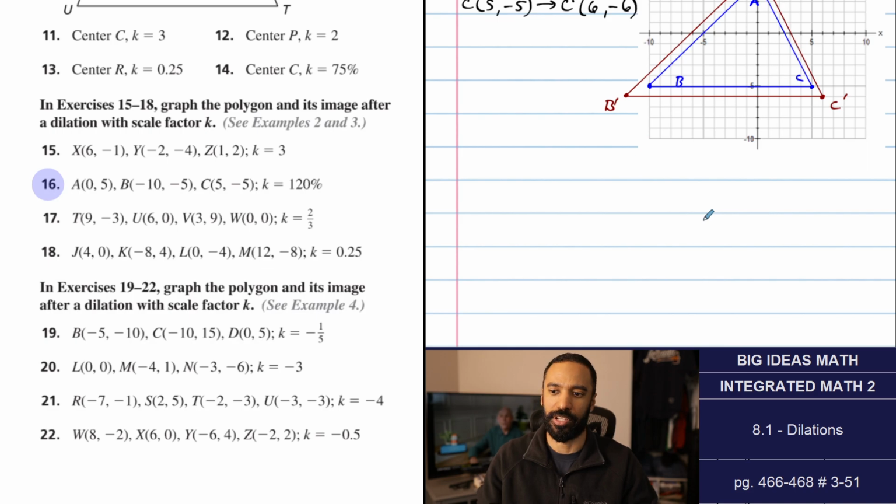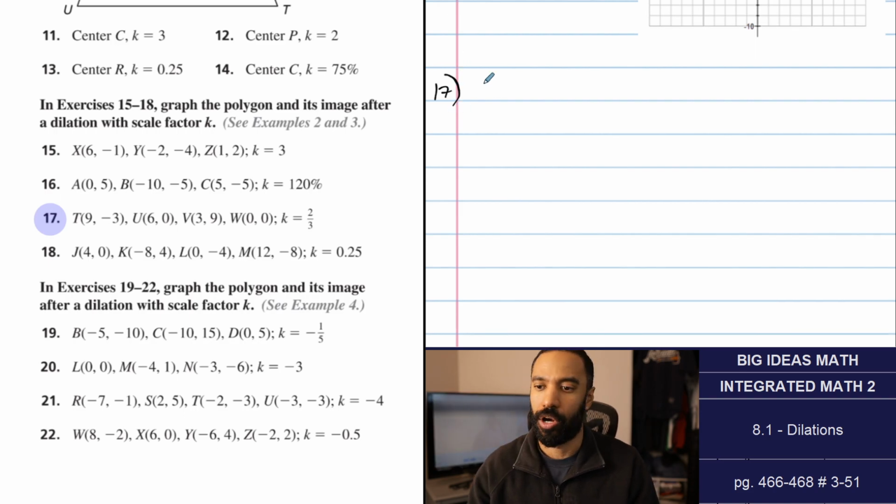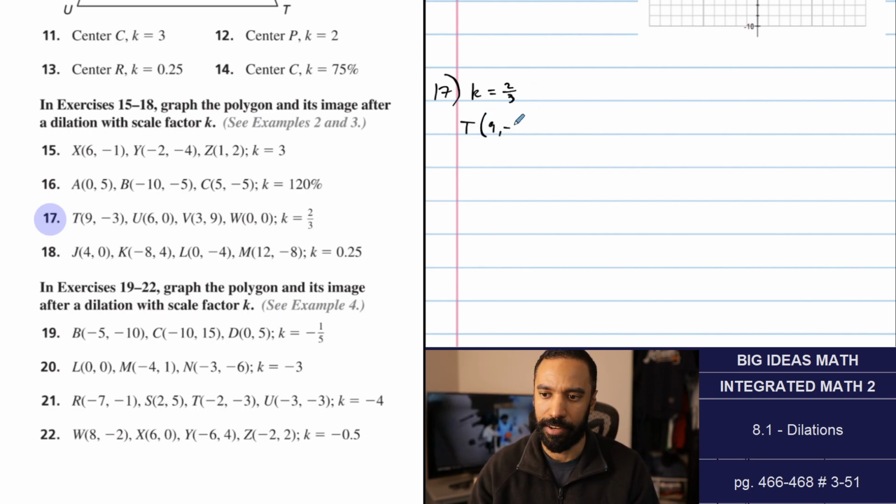Now, 2/3 isn't likely one we would have seen in compass construction, but we are fine doing it here when it comes to numbers, especially if the numbers are divisible by 3, which it seems like these are. And these are quadrilaterals. So on number 17, we have T. Oh, let me start with K. We have a K of 2/3, which I'll leave as that. Not like 0.67 or something like that. T is 9, negative 3. So to T prime, I'm going straight into it. T prime, 2/3 of 9 is 6. 2/3 of negative 3 is negative 2.